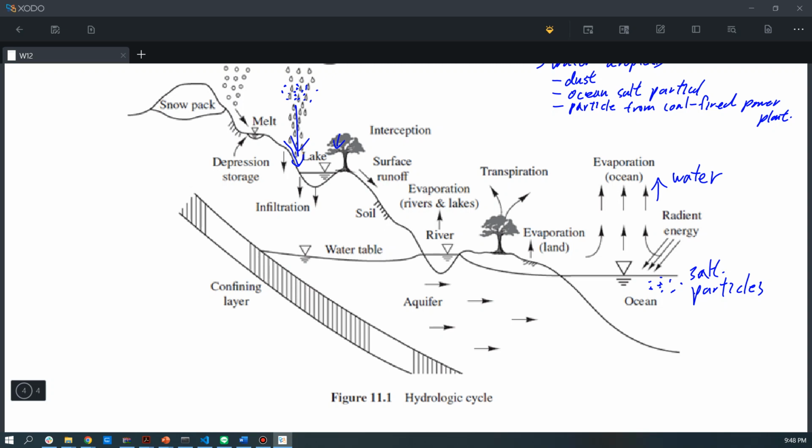And in the infiltration process, the water will dissolve the salt or the nutrient inside the soil and further bring it to the groundwater aquifer. So those particles will be dissolved first, then brought down to other areas.